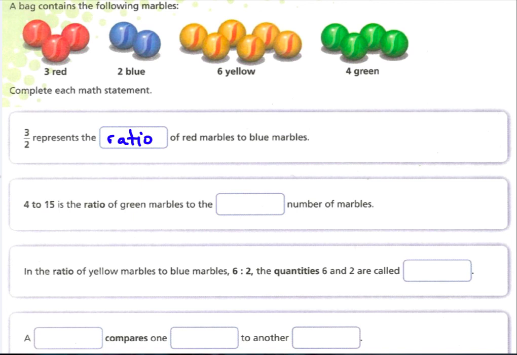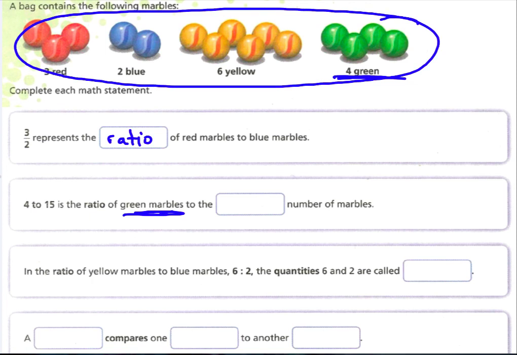4 to 15 is the ratio of green marbles. Well, there's 4 of those to what? As I'm looking up there, none of those groups have 15 in it. But what if we look at all of them together? What if I did 3 reds plus 2 blues plus 6 yellows plus 4 greens? That gives me 15 total. So 4 to 15 is the ratio of green marbles to the total number of marbles.